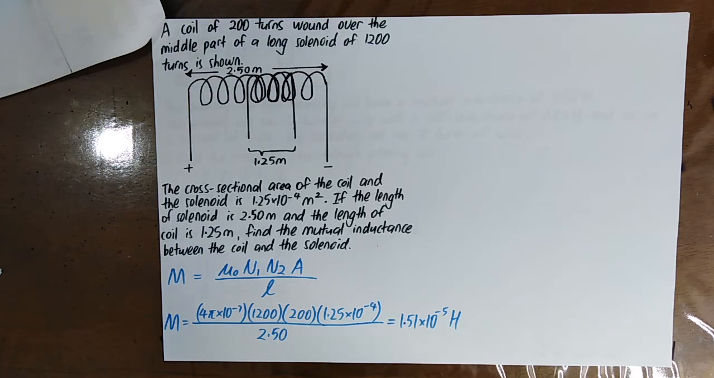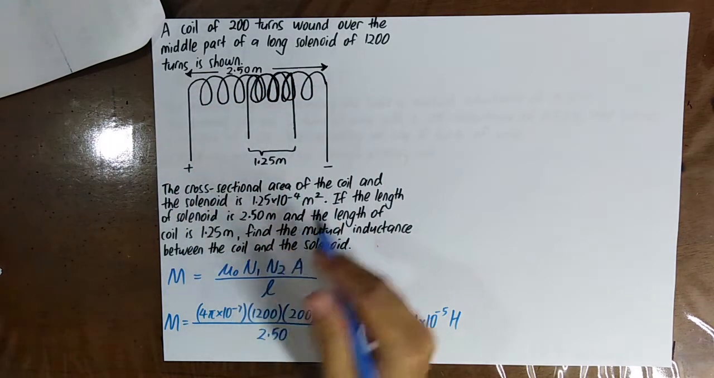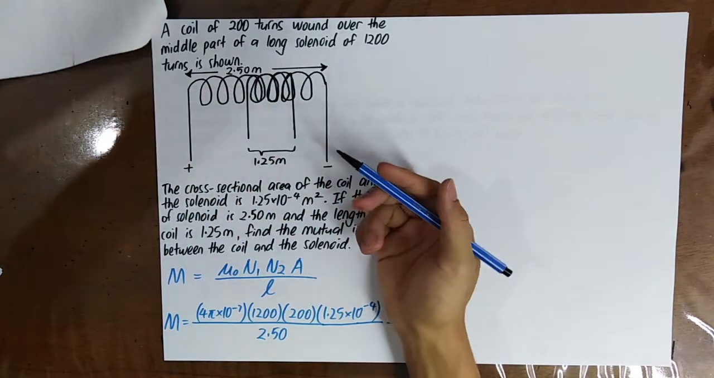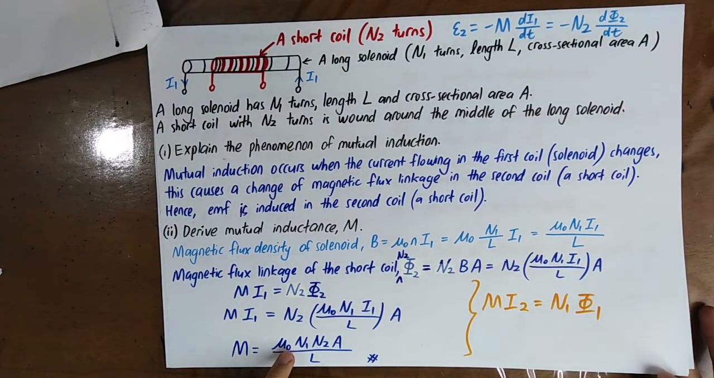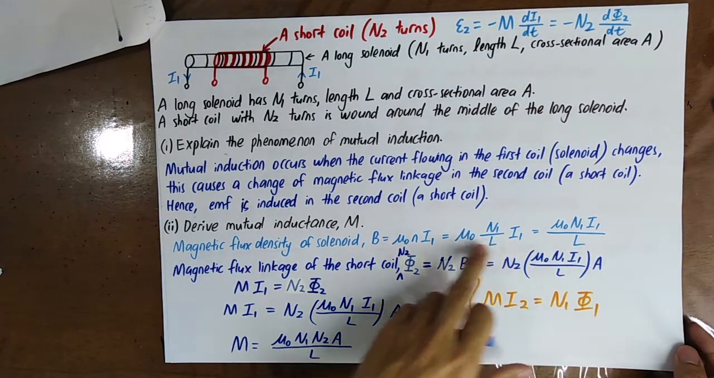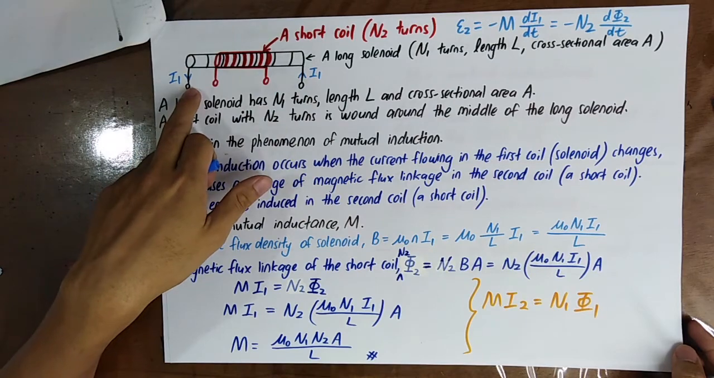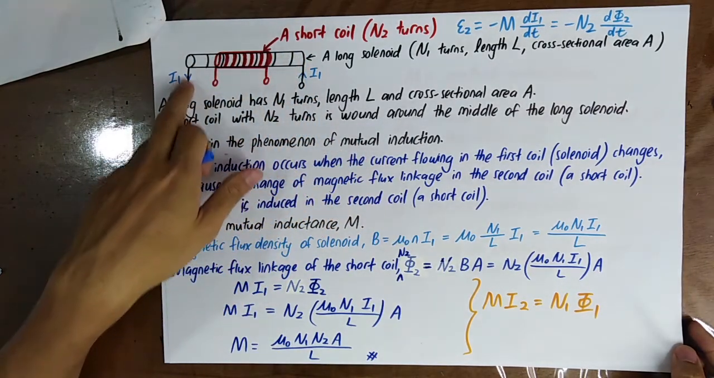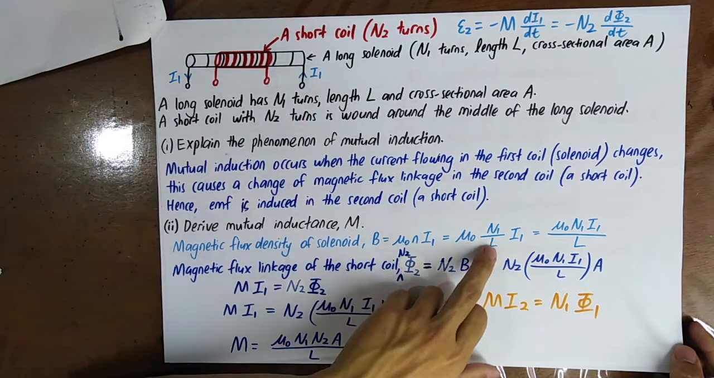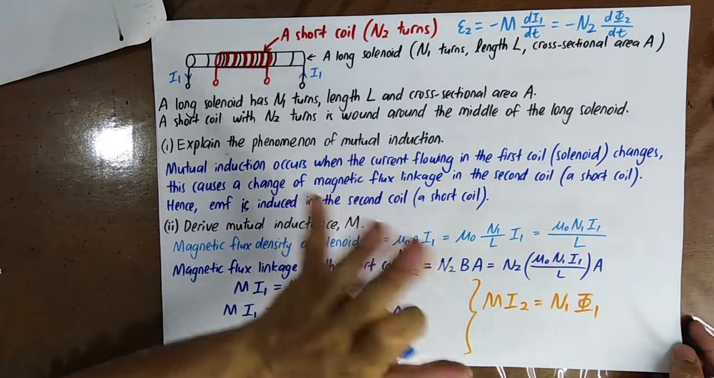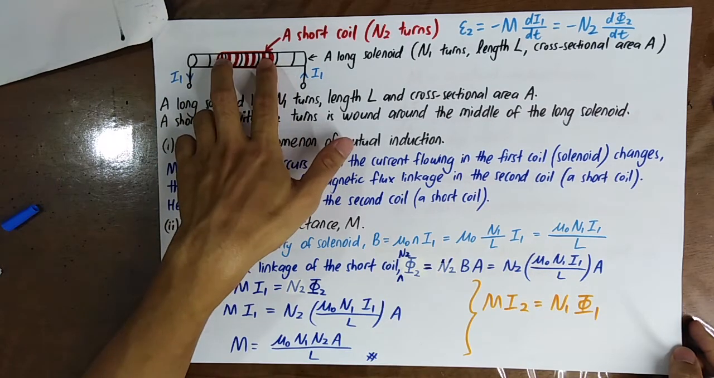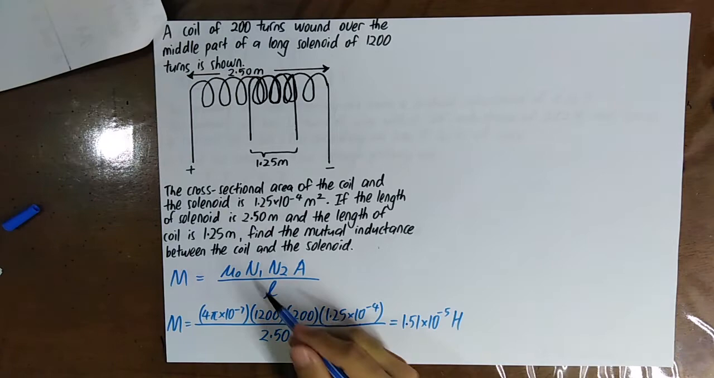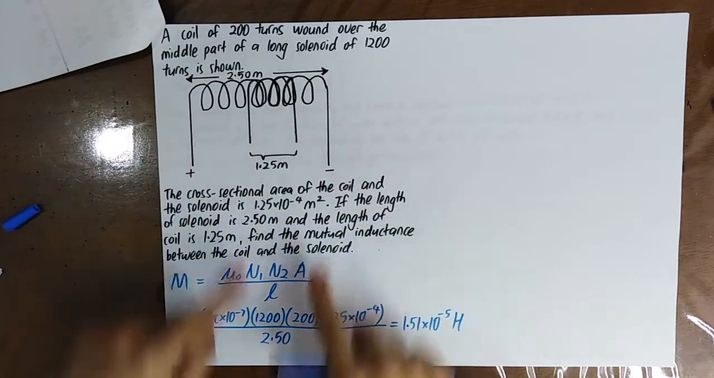For this question, you have to note that L is the length of the solenoid. How do you know that L is the length of the solenoid, not the coil? That means how do you know that L is 2.5 meter, not 1.25 meter? Because when we derived M equals mu naught N1 N2 A over L, the L is the length of the solenoid where the current flows through. If the current flows through the long solenoid, then this is the primary coil, and L is the length of the primary coil. That means L is the long solenoid, not the length of the short coil. So the capital L is this length, not this length. So you use L to be 2.5 meter, not 1.25 meter.